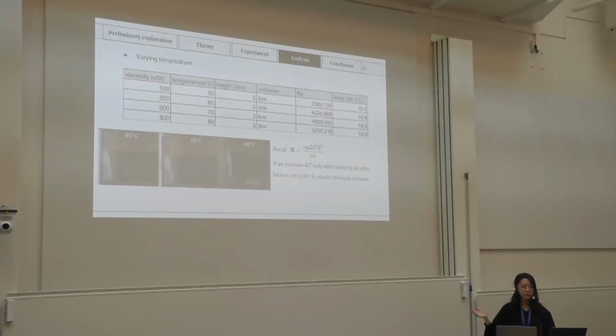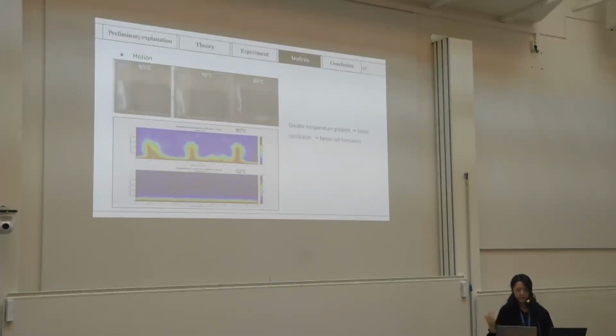Now we vary the temperature of the heat plate from below. As temperature is increased, only delta T increases accordingly, so intuitively the Rayleigh number will also increase. The trend is again agreed by our experimental results. The reason for a faster cell formation is similar to the previous.